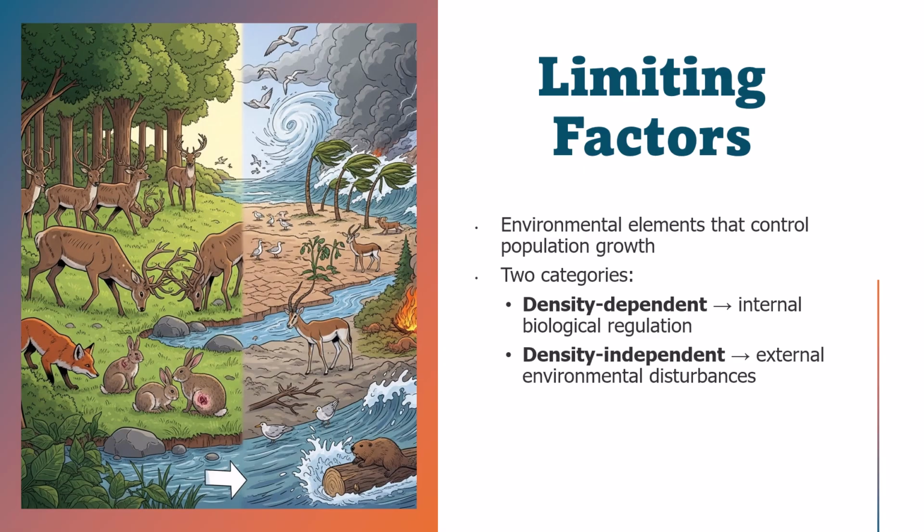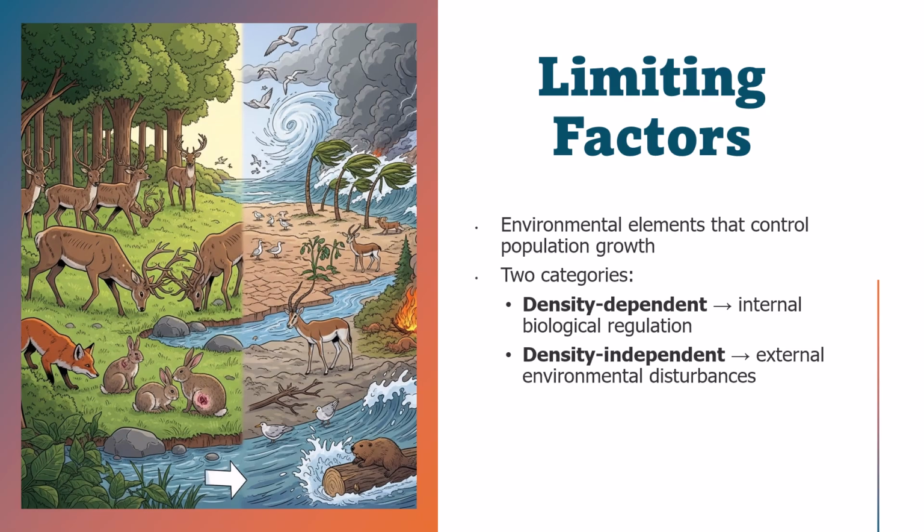Population sizes are not left unchecked. They are restrained by limiting factors. These are environmental features that slow or reduce growth. Crucially, limiting factors fall into two categories. First, density-dependent factors, which strengthen as population grows denser, like competition or disease. Second, density-independent factors such as hurricanes or drought, which strike populations regardless of their density.